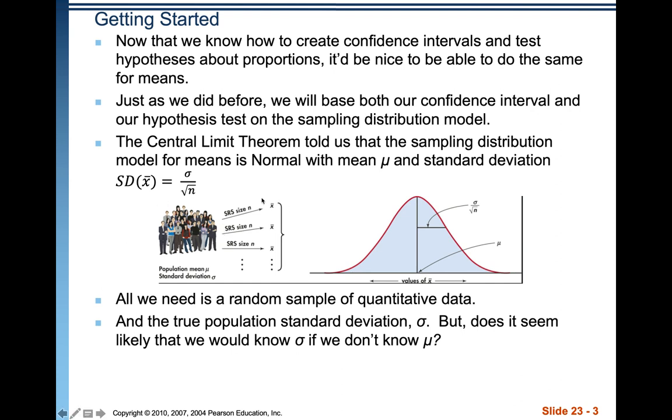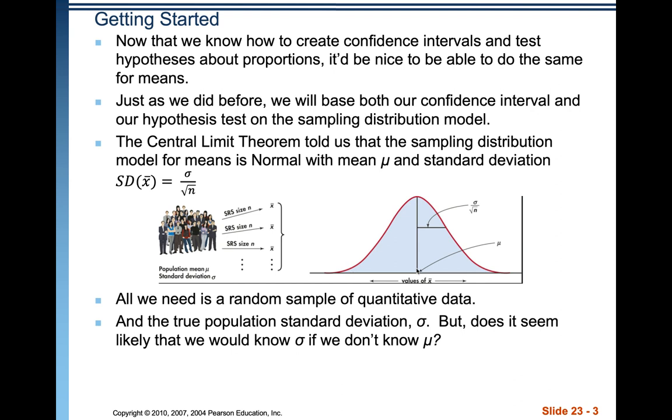And we take all those X bars from all the different possible samples of a certain size, and we create our sampling distribution. So the sampling distribution of X bar is going to be centered around mu, and the standard deviation is going to be sigma over square root of n. So to do this, all we need is a random sample of quantitative data and the true population standard deviation sigma. The inference we're doing is about mu.